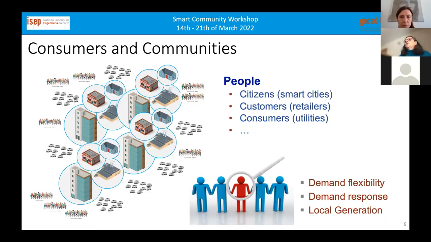And now, talking about consumers and communities. Consumers are really important, of course, because consumers are people. And we must look at people. And this is very, very new in the energy area, because in the energy area, it was not so common to look at people in this way. In fact, people were looked at as consumers only, utilities refer to people as consumers. Retailers, the ones that sell us the energy, usually refer to us as customers, of course. And for instance, in smart cities, we refer to people as citizens. And in fact, these are different aspects of people.